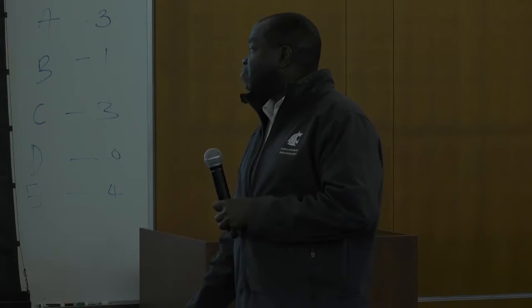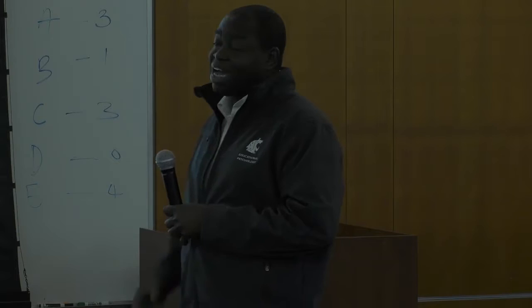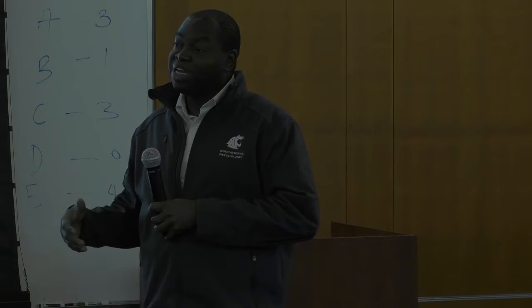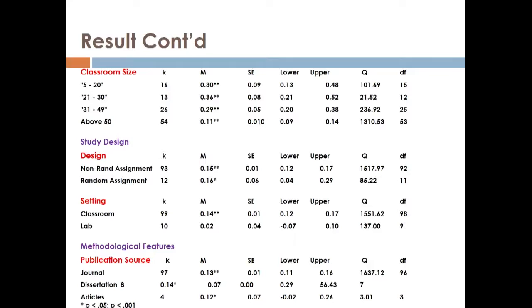in the social sciences. We were also interested in looking at classroom size, because that's another factor that could potentially moderate the effect of clickers. So with a small class of between 5 and 20, which is similar to what you will have in a graduate setting, the effect of clickers was moderate, but statistically significant at 0.30 across 16 studies, which I think was also robust. A class size of between 21 and 30 produced an even a little bit higher effect size at 0.36. And between 31 and 49, we had close to 0.3.